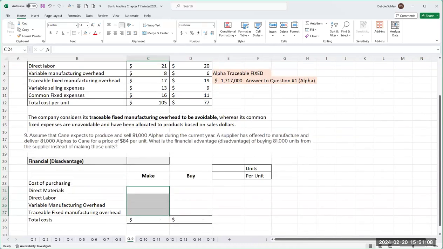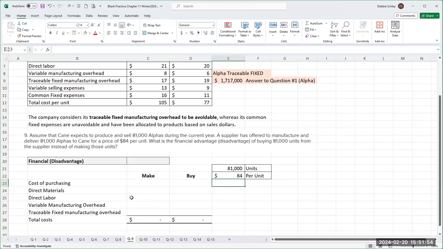Question 9. Now we're getting into make or buy decisions. So assume that Kane expects to produce and sell 81,000 alphas in the current year. I'm going to put that right here, 81,000 units. A supplier has offered to manufacture and deliver 81,000 alphas to Kane for the price of $84 per unit. What is the financial advantage or disadvantage of buying 81,000 units from the supplier instead of making those units?